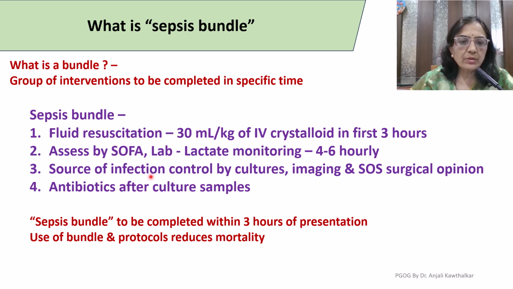Source of infection control is the third prong of this sepsis bundle. We control the source of infection by taking cultures, going for imaging if necessary, and if the condition requires, even going for a surgical opinion. Antibiotics are to be given once we obtain the culture samples. So this is a four-pronged approach, and that is why it is called a sepsis bundle, where we initiate the interventions simultaneously.